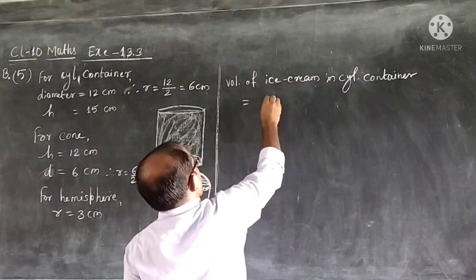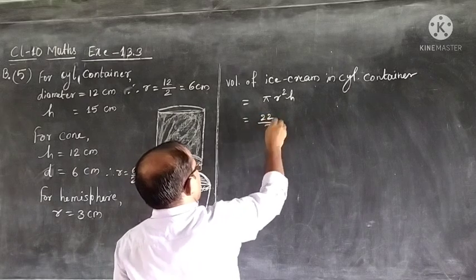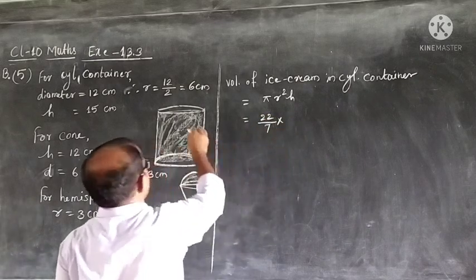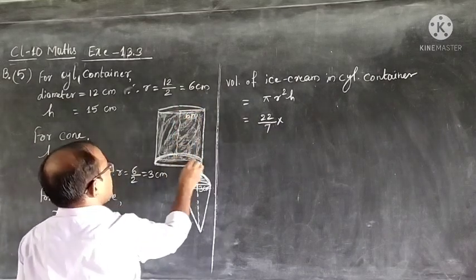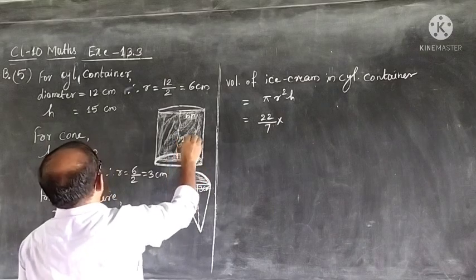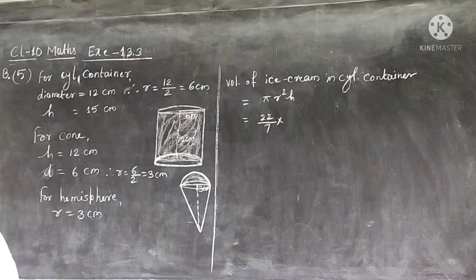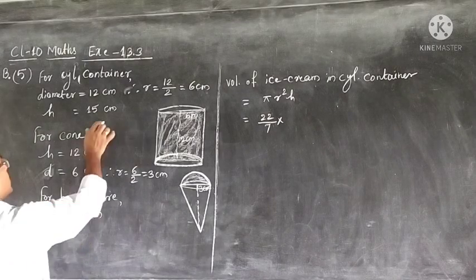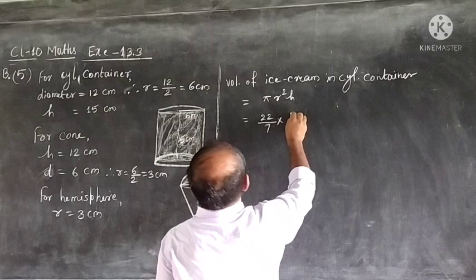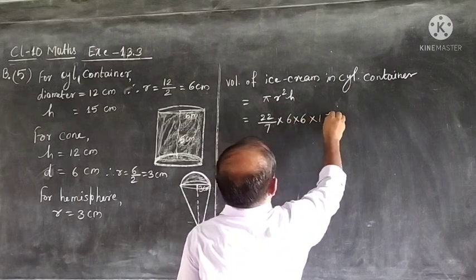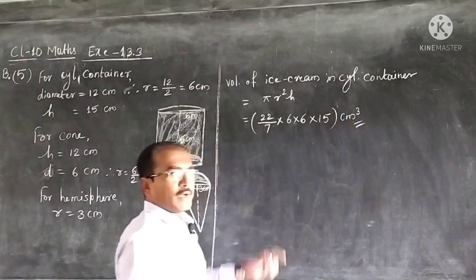Formula we know, that is pi r square h, pi 22 by 7, radius of cylindrical portion, this radius is 6, and height we know already what is given, that is 12. Not 12, cylindrical height is 15. So, radius is 6 into 6 and height is 15. So, this is the volume of ice cream in the container.